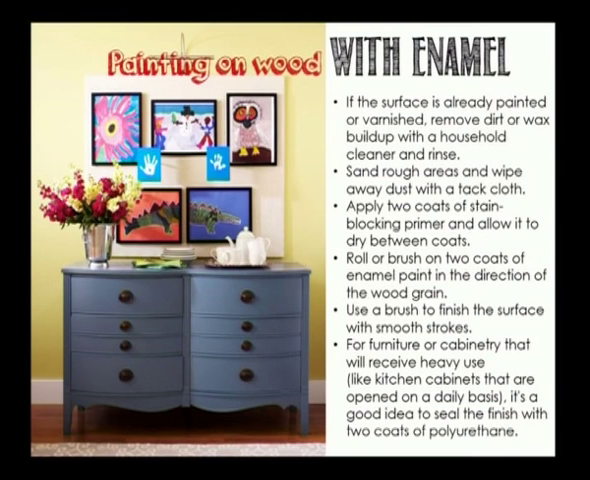Now that the priming is done, you have to move on to applying the enamel. Now, roll or brush on 2 coats of enamel paint in the direction of the wood grain. Use a brush to finish the surface with smooth strokes. For furniture or cabinetry that will receive heavy use, like kitchen cabinets that are opened on a daily basis, it is a good idea to seal the finish with 2 coats of polyurethane. So, you saw that with enamel you have to put 2 coats of primer. Now, we saw how to prepare a surface for painting and the various ways of painting different surfaces.